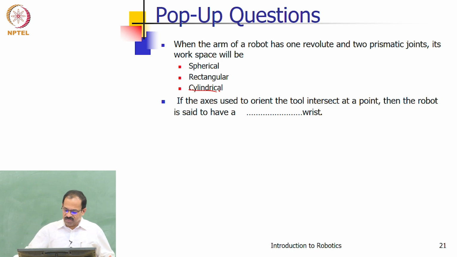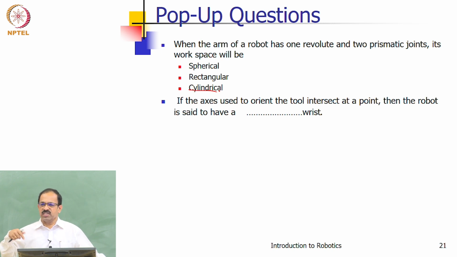If the axes used to orient the tool intersect at a point, then the robot is said to have what kind of wrist? They are intersecting at one point. All the joint axes are intersecting at one point. Then you call it a spherical wrist, right? So it is known as a spherical wrist.